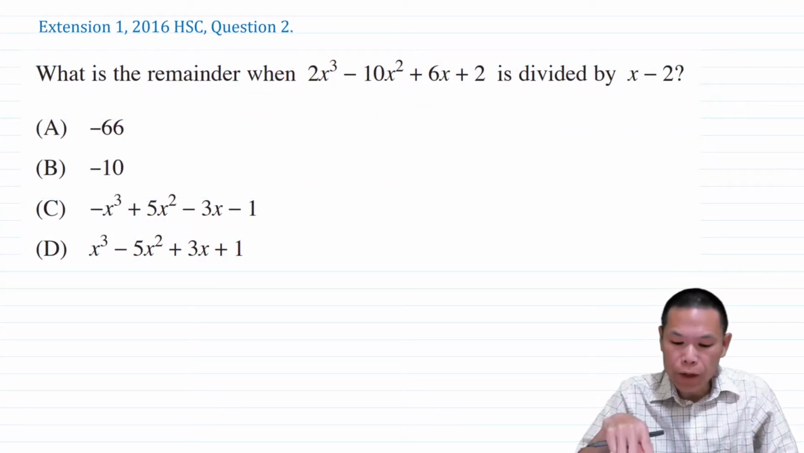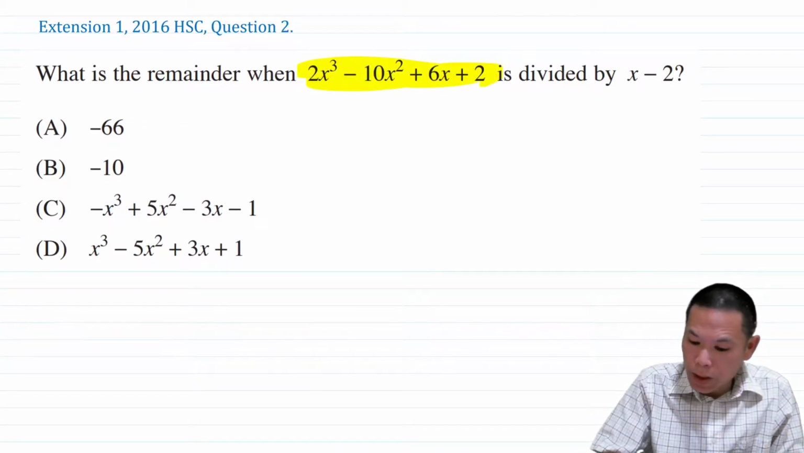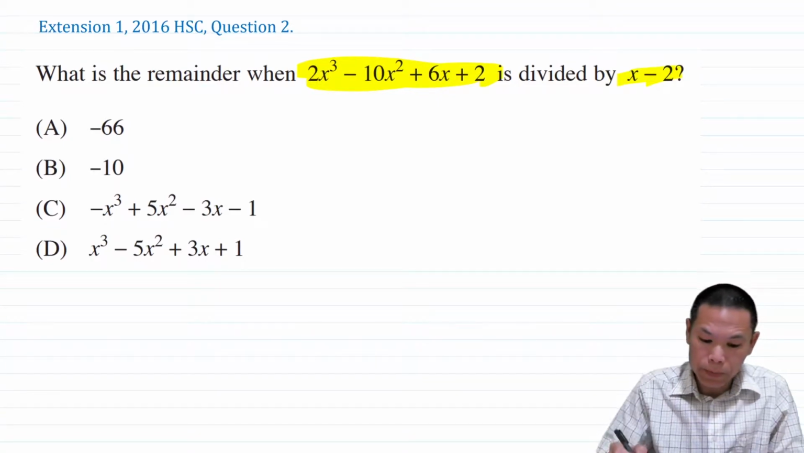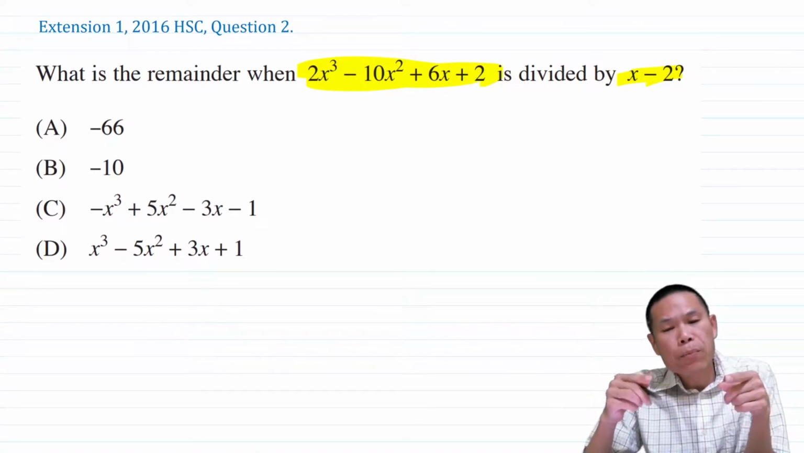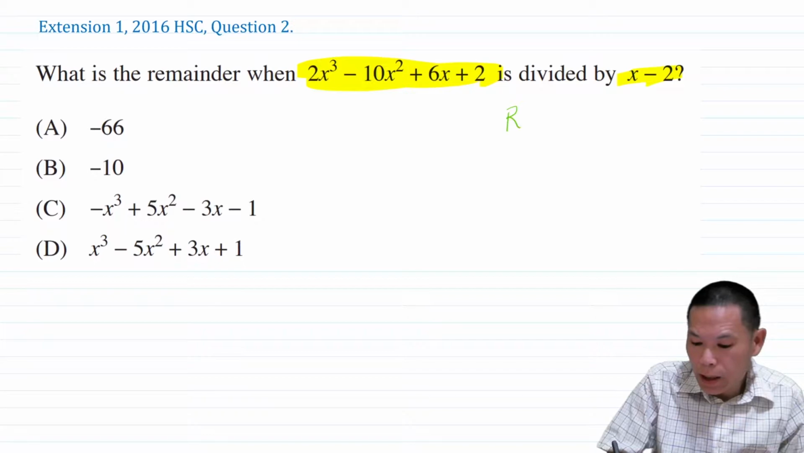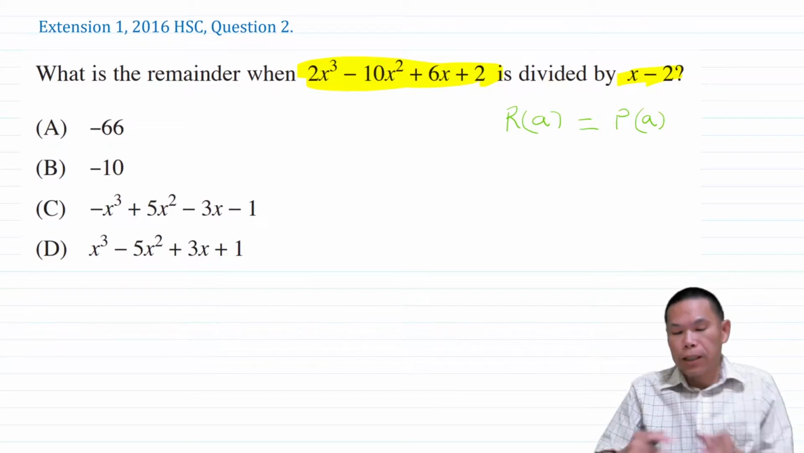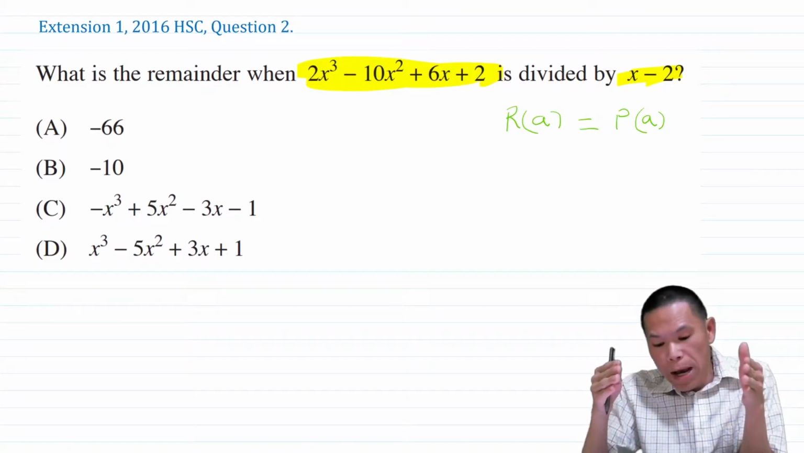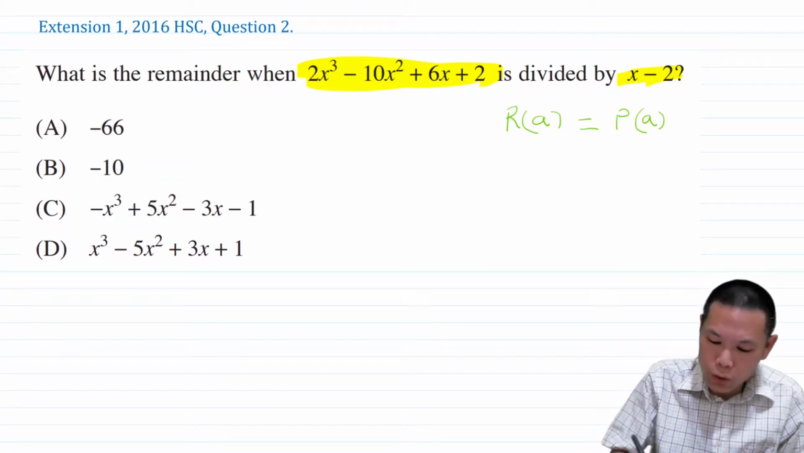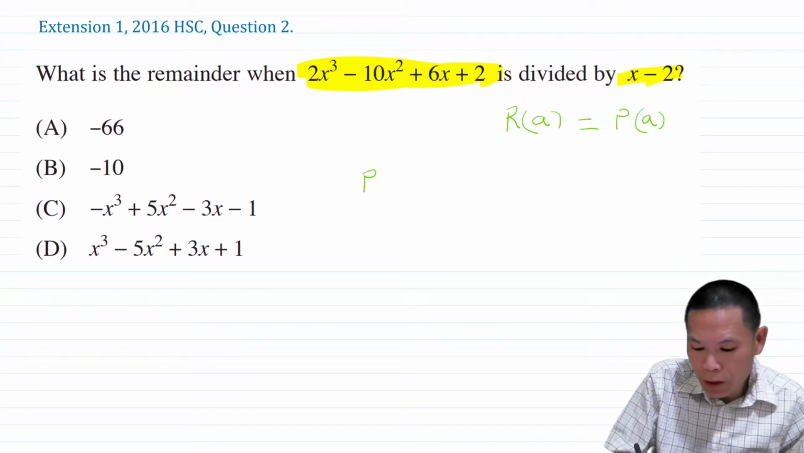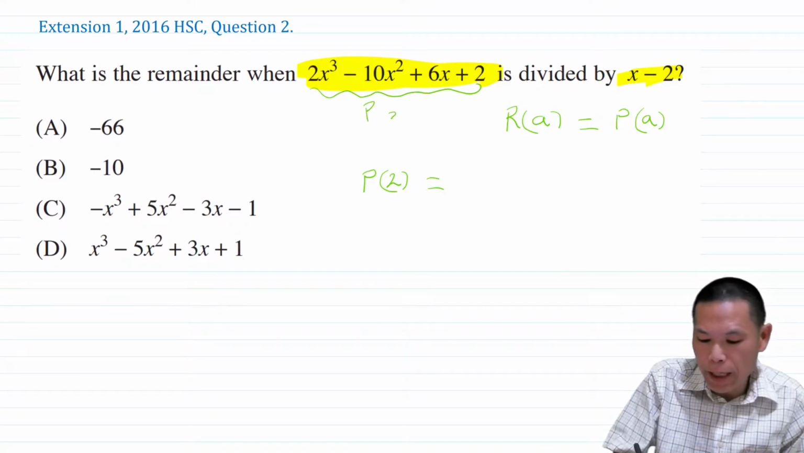First one, find the remainder when this is divided by this. Now, from the remainder theorem, we know that R of a is equal to P of a. So to find the remainder for this polynomial when divided by x minus 2, all we need to do is find P of 2. And this is P of x.